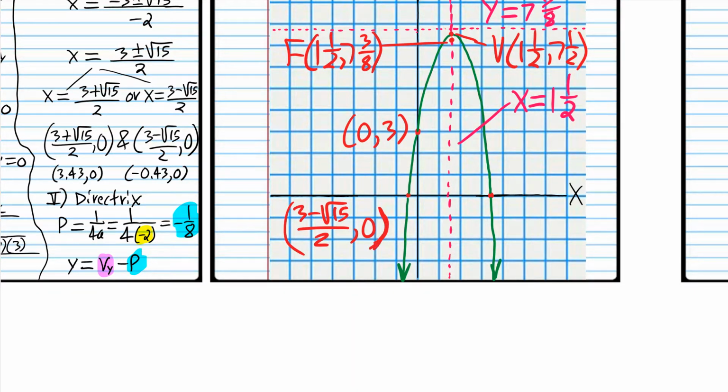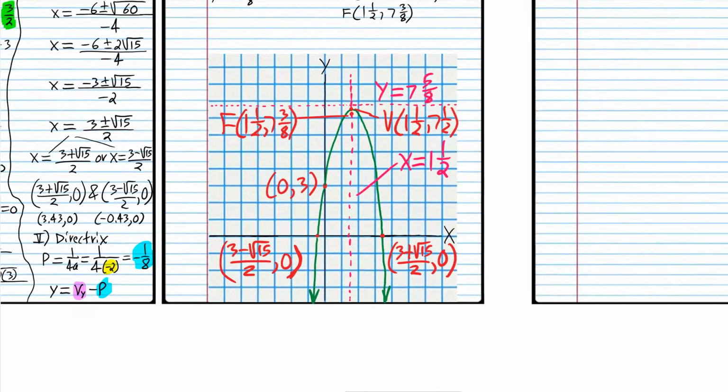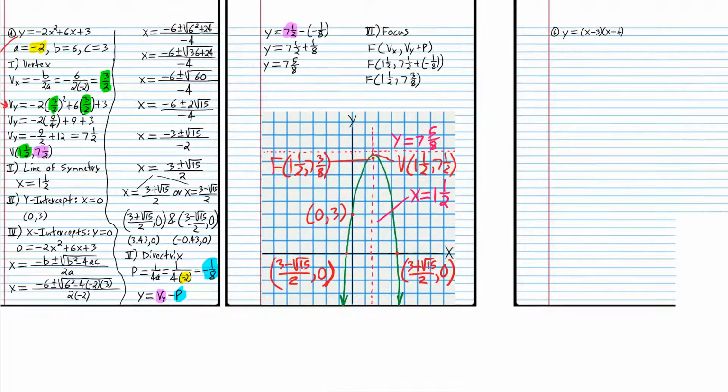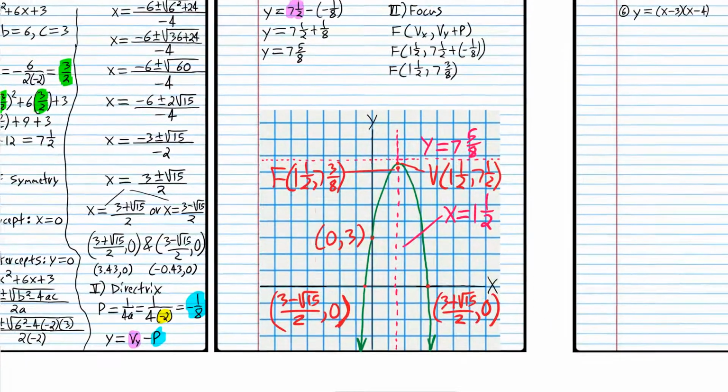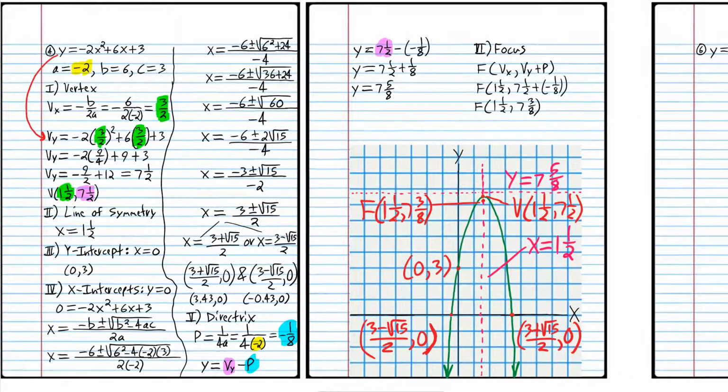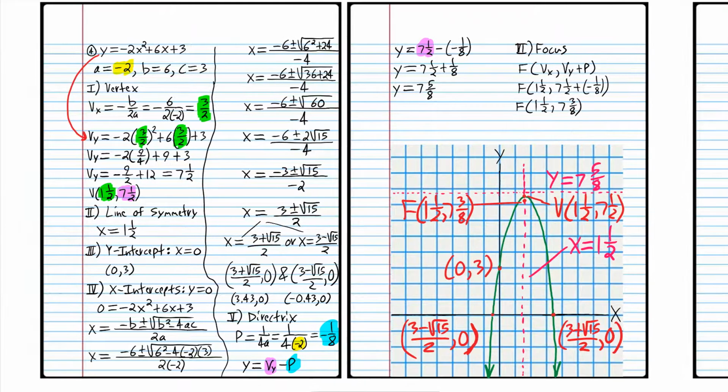And then on the other side we have, let's see if we can fit this in, (3 plus root 15) over 2, 0. It's kind of a challenge to fit all that stuff in. And that's it. That's all the information there that we need. And I'll go back and highlight some of that if I have time.